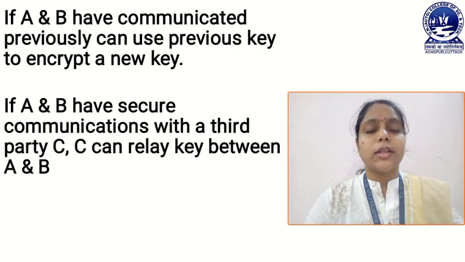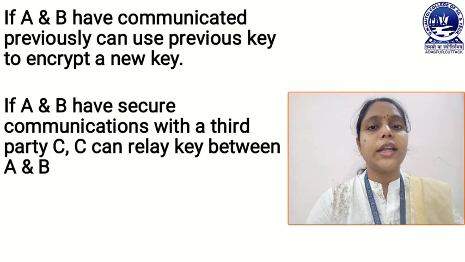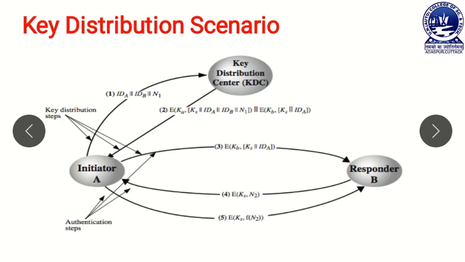Now look at another method. Here A and B have a secure communication with a third party, suppose C. The third party C generates a secret key and sends that secret key to the sender A and to the receiver B. That means the third party generates the secret key and shares it with the sender and receiver. These are the four different methods by which a secret key can be shared between the sender and receiver in a secure manner.